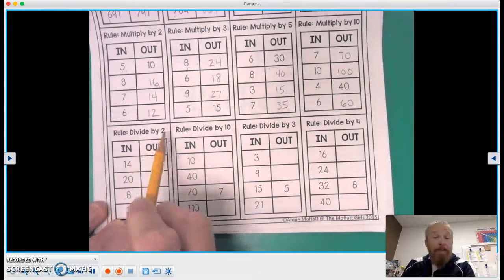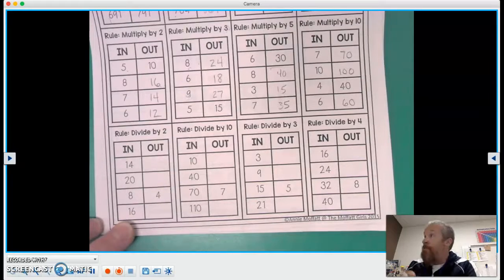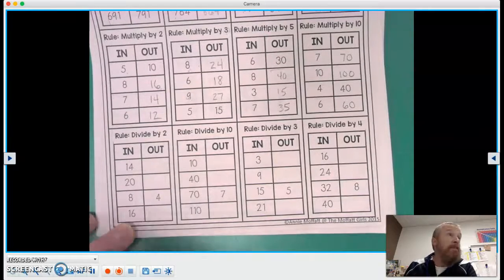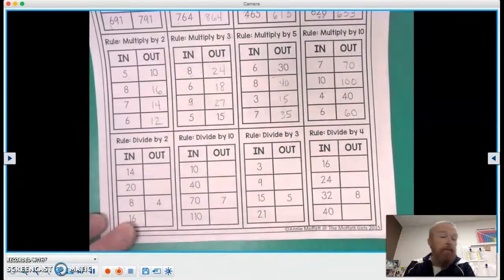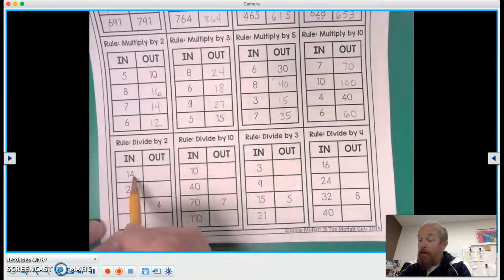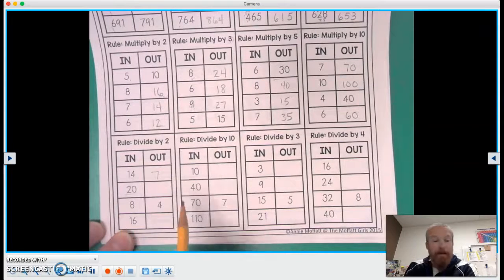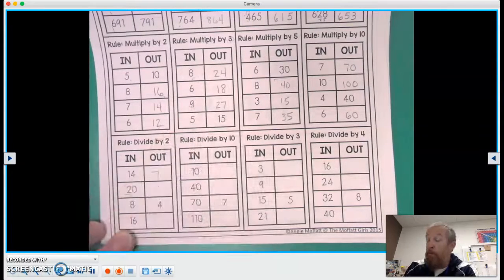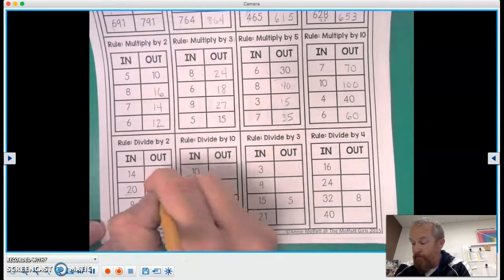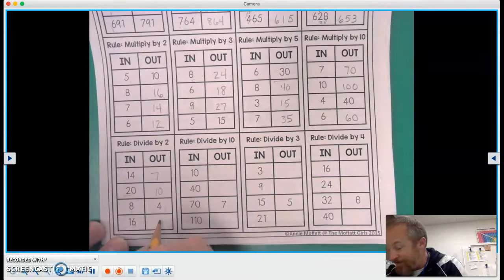Rule, divide by 2. So basically it's cutting it in half, right? So we have divided by 2 for years. You've been splitting stuff in half with your friends. I know you have. All right. So if we divide that in 2 or cut it in half, half of 14 is 7. Again, 20 divided by 2 or put it into 2 equal pieces, 10. 8 went to 4 and 16 goes to 8 it is, right? Yep.